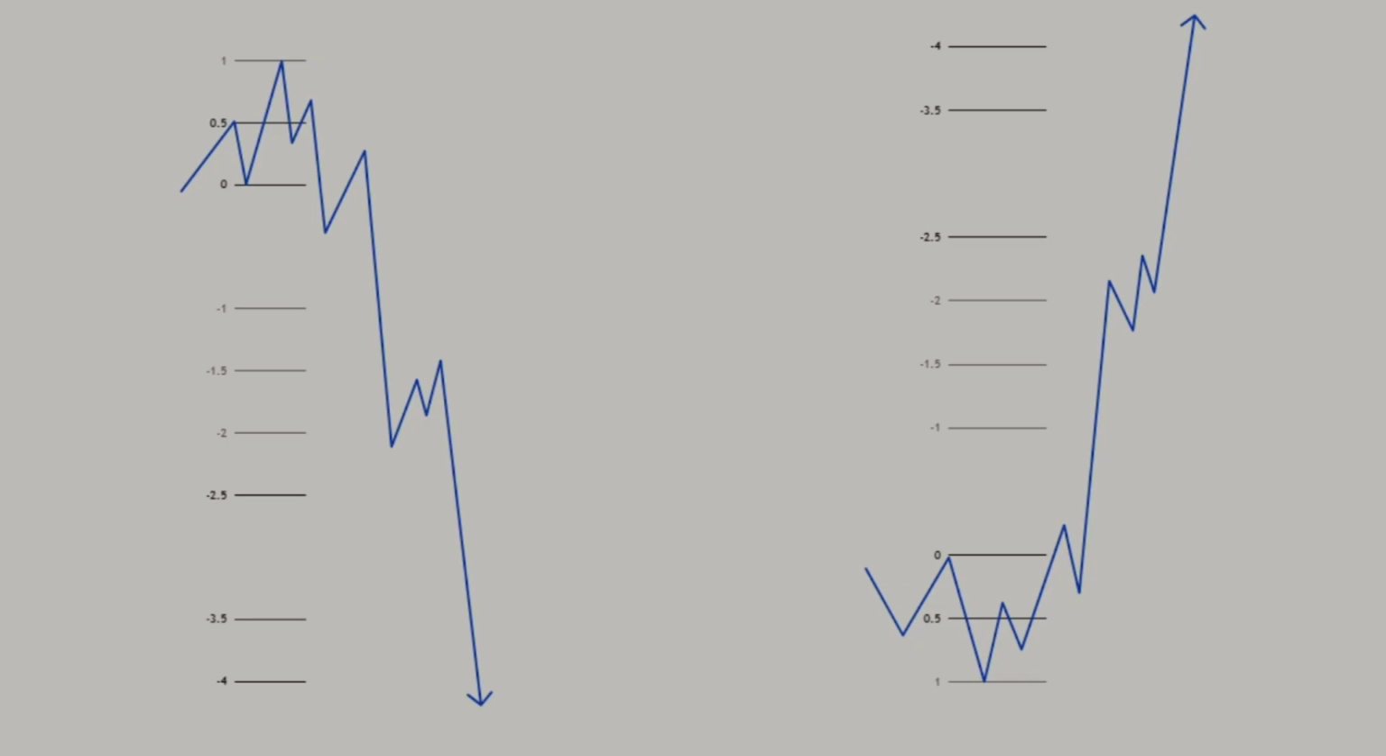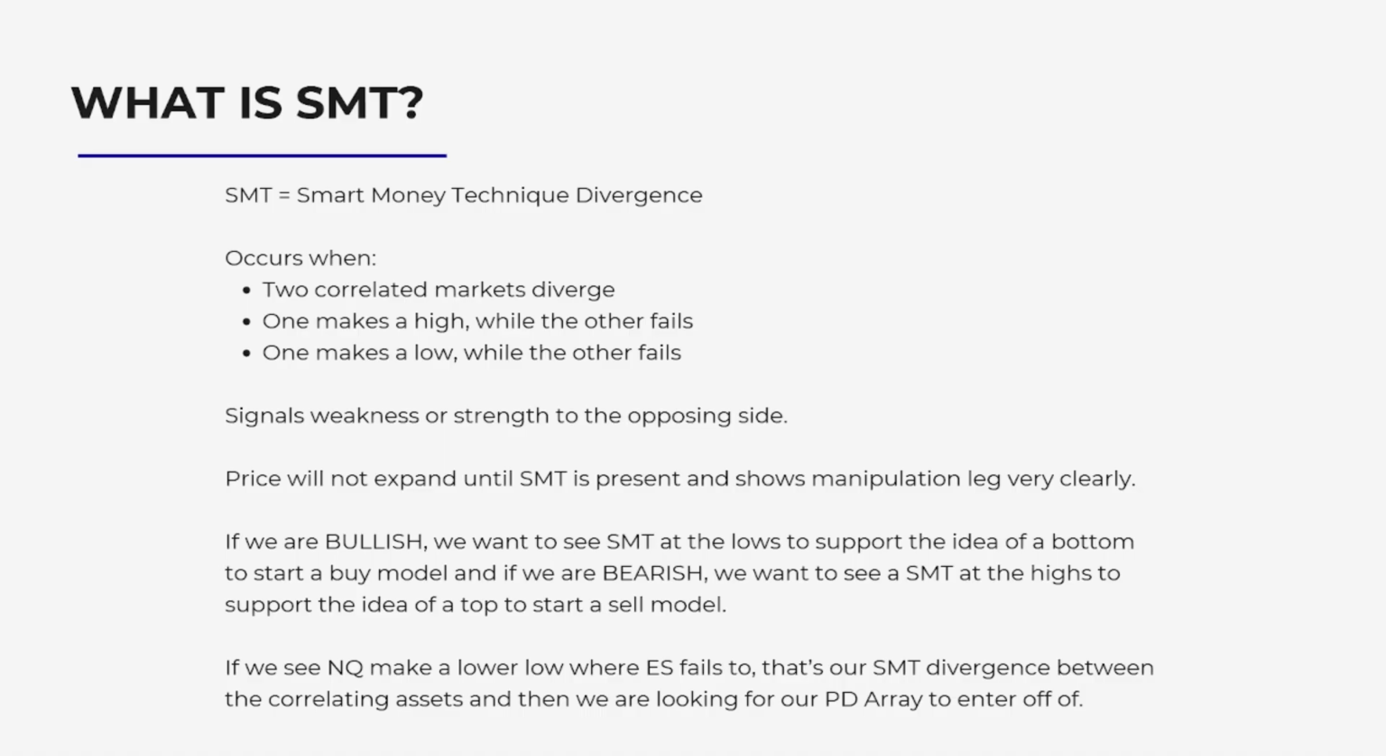The upside of that whole entire move. SMT is short for smart money technique divergence. SMT occurs when two correlated markets diverge, okay? One makes a high while the other fails, and in other cases, one makes a low while the other fails, okay? So it signals weakness or strength to the opposing side.